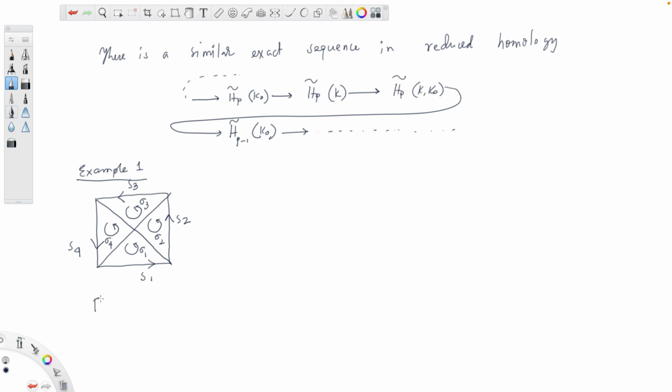So figure 2, this is the complex K, and the boundary of this complex is denoted by K0. Okay, figure 2, complex K and K0. The polytope of K is a square.